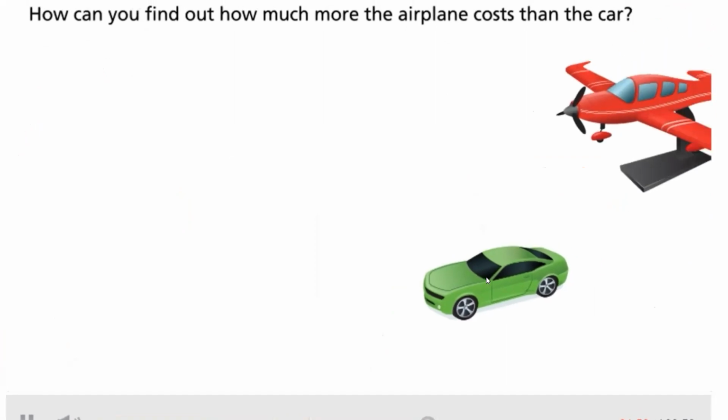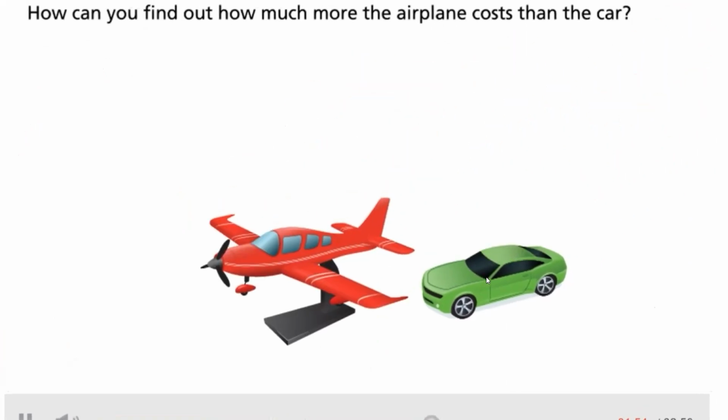How can you find out how much more the airplane costs than the car? Now, if we want to find how much more one of them costs than the other, we're looking for the difference. So anytime you have a question that says how much more or how many fewer or what is the difference between something or between two numbers, they're always asking you to subtract. So you're going to take the higher priced item minus the lower priced item to find the difference.